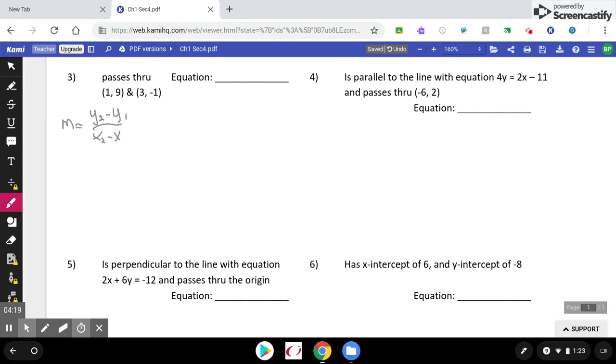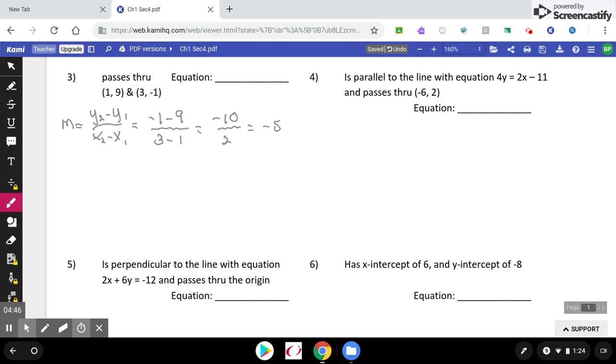Slope formula. And that will get you the slope and get us started. So y2, well, what's the second y coordinate? It's -1 minus, what's y1? That's the 9 over second x coordinate minus first x coordinate. And all we got to do is pick up a calculator if you need to. -10 on top, 2 on the bottom. And finally, that gives me a -5.